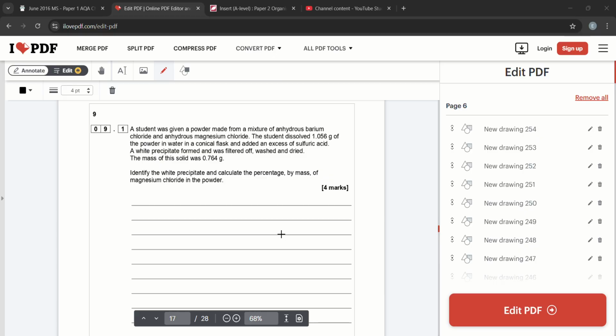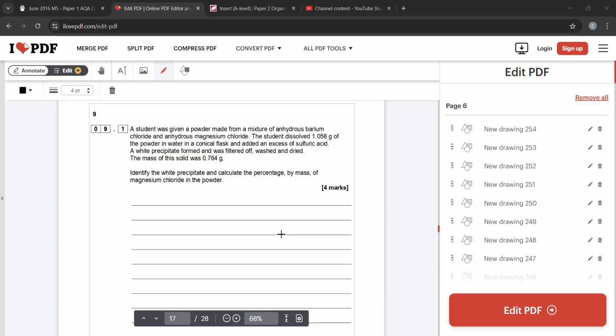A student was given a powder made from a mixture of anhydrous barium chloride and anhydrous magnesium chloride. The student dissolved 1.056 grams of the powder in water in a conical flask and added an excess of sulfuric acid. A white precipitate formed and was filtered off, washed and dried. The mass of the solid was 0.764 grams. Identify the white precipitate and calculate the percentage by mass of magnesium chloride in the powder.